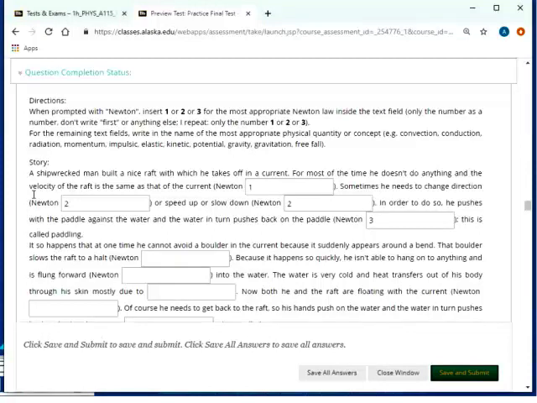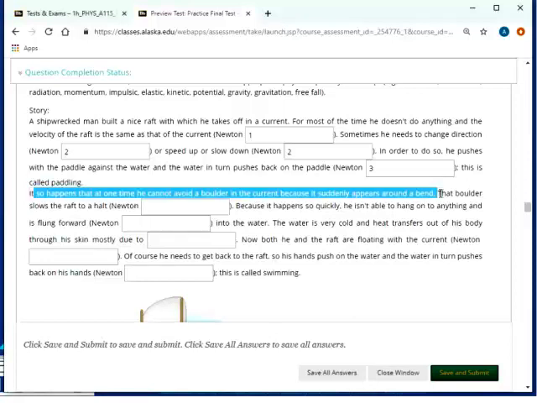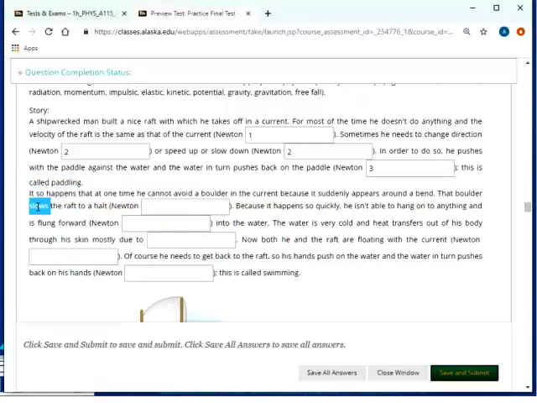It so happens that at one time you cannot avoid a boulder in the current because it suddenly appears around a bend. That boulder slows the raft to a halt. Notice the word slows the raft to a halt, meaning there is an acceleration, a deceleration, a negative acceleration, means there must be a force that the boulder exerts on the raft. Newton's second law, that force decelerates the raft.